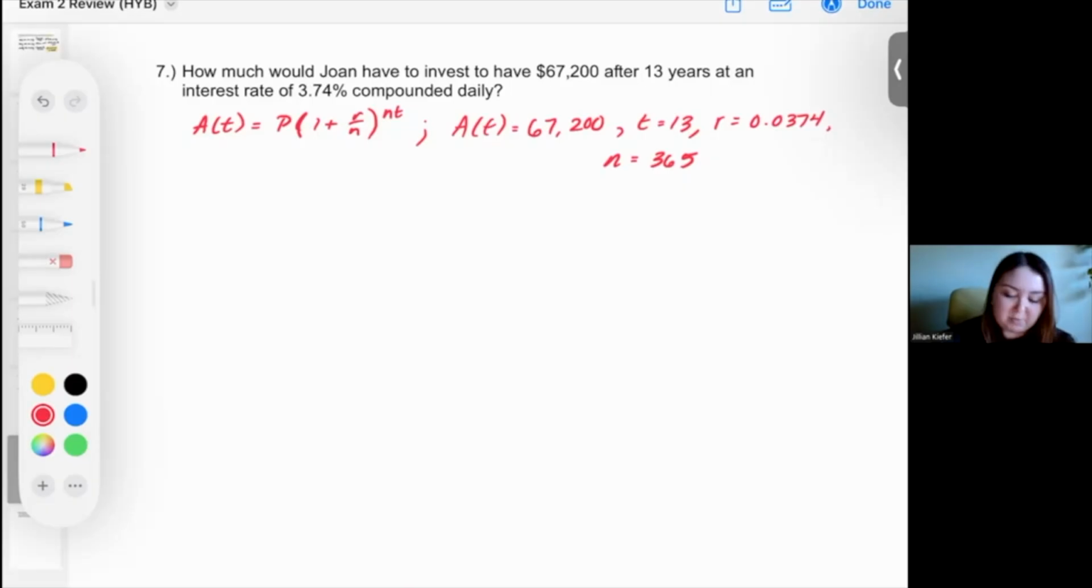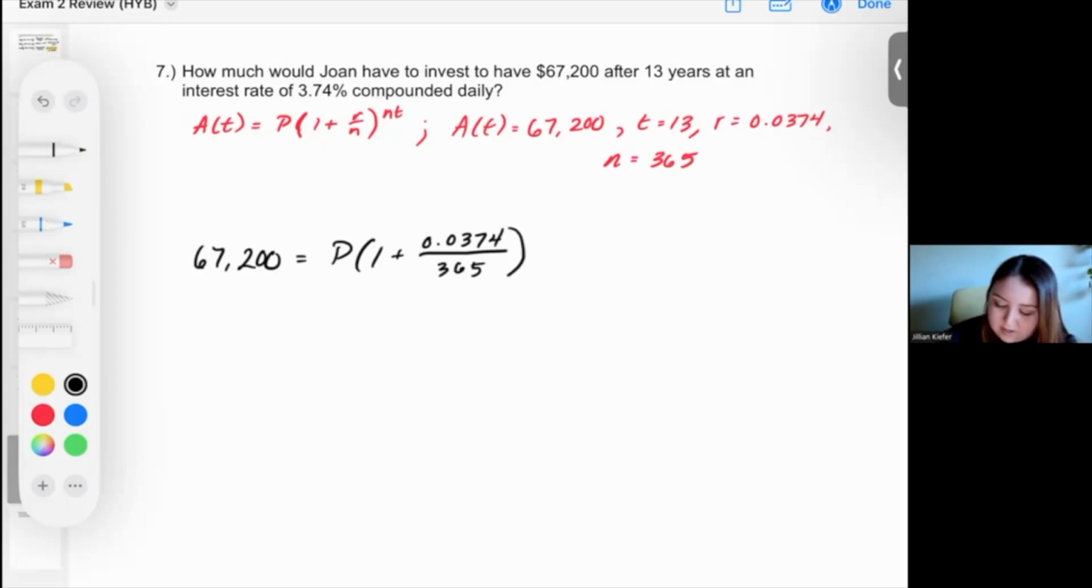These are the values we're going to plug into our equation. And we see that what's missing here is the principal. So let's plug everything in. A of t, we said, would be 67,200 equals our principal, which is what we want, times 1 plus our rate, 0.0374, divided by n, 365, all to the power of n, 365, times the number of years, which will be 13. So this is what we currently have.